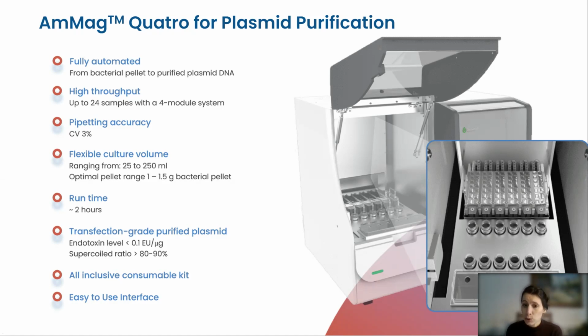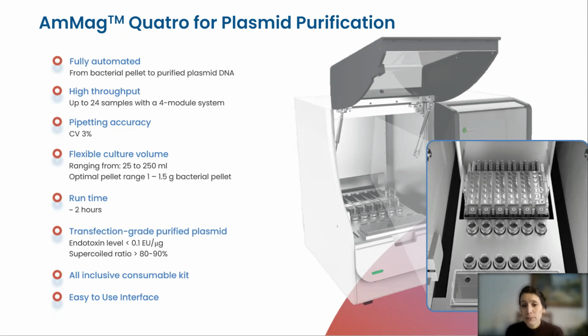It really depends on the plasmid you're growing and on the insert. Of course, there's a multitude of different conditions that might impact how robust your culture is. That's not really the limitation. The limitation is the bacterial pellet weight once you centrifuge that culture down. The optimal range of the bacterial pellet is 1 to 1.5 grams. This is really the sweet spot of the instrument or the solution.